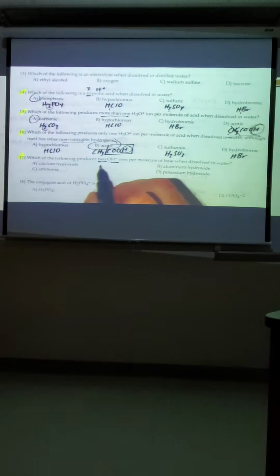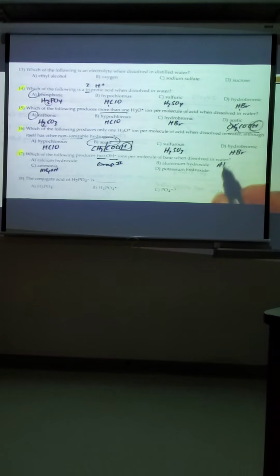17 says hydroxides. So hydroxide is based on group. If you have 2 hydroxides, you're going to be in group 2. Group 2 says alkaline earth metals. So ammonia is going to make ammonium hydroxide, so that's only 1. Aluminum is going to have 3 because it's in family 3. Potassium only 1 because it's in group 1. But the answer, calcium hydroxide, is calcium with 2 hydroxides because it's a +2 metal, like everybody in group 2.